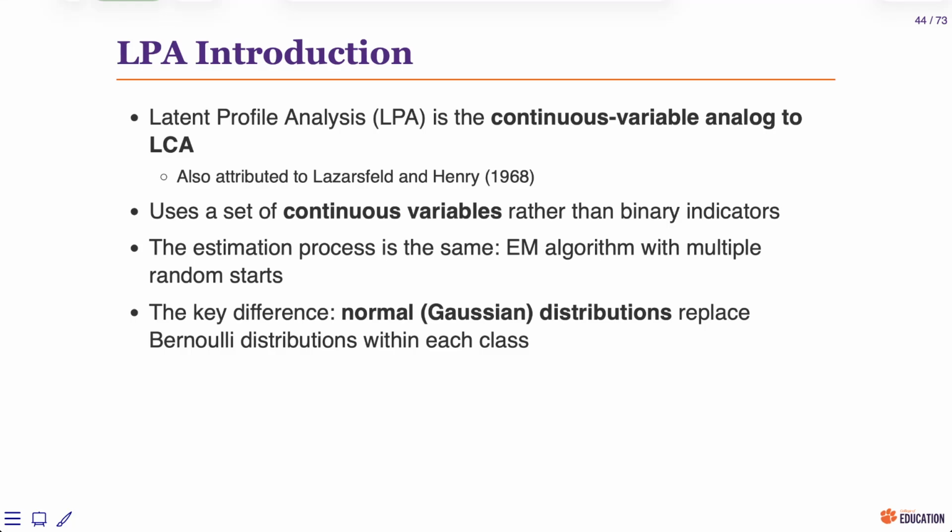So, again, in that book by Lazarsfeld and Henry from 1968, latent profile analysis was also described. It uses a set of continuous variables rather than binary indicators. And the estimation process is the same. We use the EM algorithm with multiple random starts. The key difference here is, again, instead of using Bernoulli distributions, with continuous variables, we use a continuous variable distribution, in this case, a normal or Gaussian distribution.